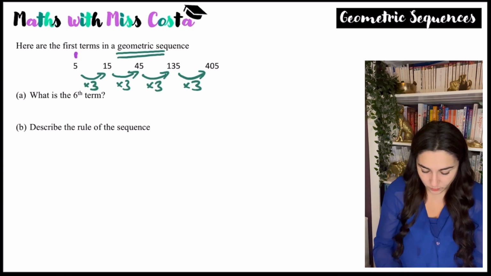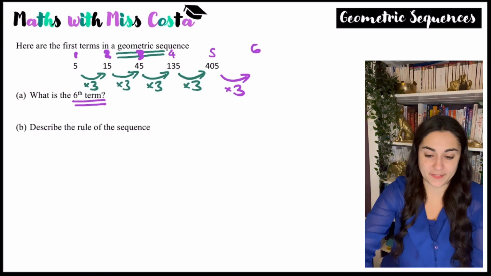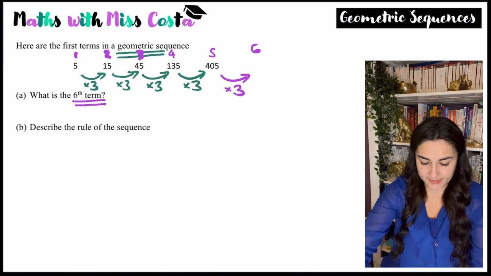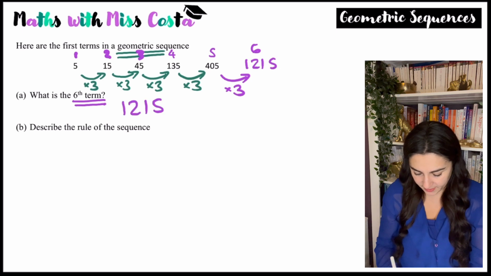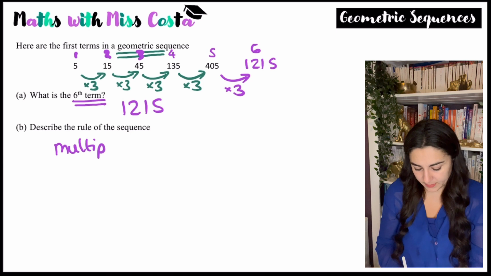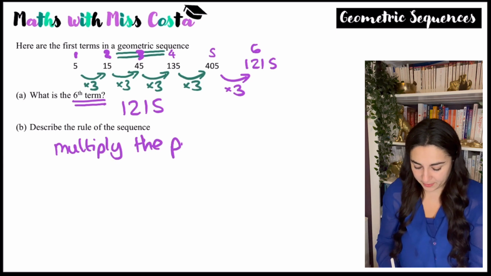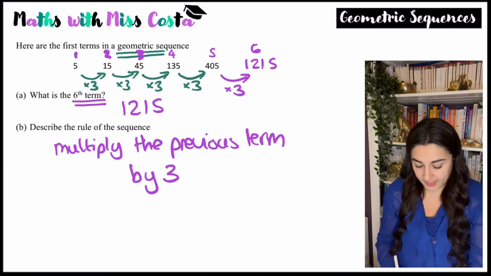So I've been given the first 5 terms, and I need to work out the 6th term. So what am I going to have to do? I'm going to have to multiply this by 3 to find the 6th term, because that's the rule for the sequence. So 405 times 3 gives me 1215. So that would be the 6th term. And I need to describe the rule of the sequence. So: multiply the previous term by 3. And that's that.